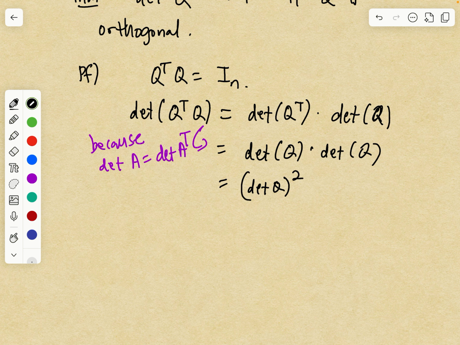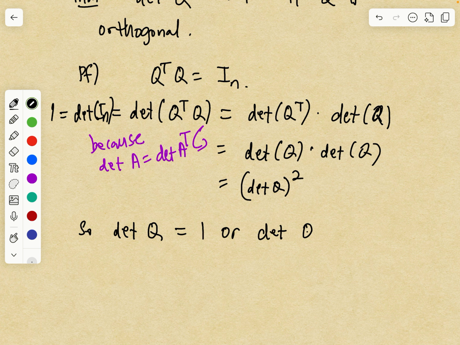And the determinant of Q transpose Q, what is that? Well, Q transpose Q is just the n by n identity matrix, and the determinant of the n by n identity matrix is 1. So we see that 1 equals the determinant of Q squared. And since that's true, the determinant of Q must be a number whose square is 1, so it's either 1 or negative 1.